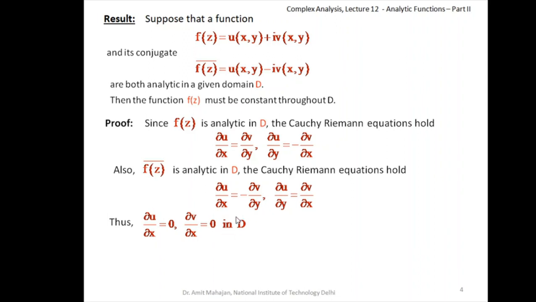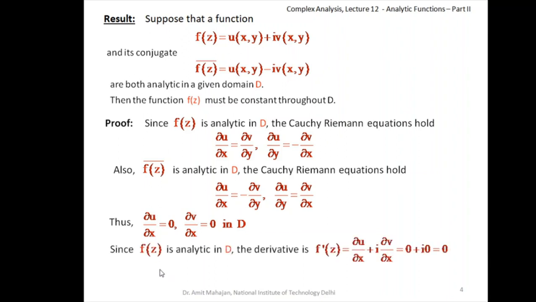Because the function is analytic, the derivative of the function exists, and we know how to calculate the derivative. f dash z will be u derivative x plus i v derivative x, and because ux and vx are 0, that means the derivative of the function must be 0 throughout the domain. So because f(z) is analytic, the derivative which is calculated as this must be 0 throughout the whole domain. And so by the previous theorem, if the derivative is 0 throughout the domain, then the function must be a constant function. So it immediately gives us that f(z) is a constant function throughout the domain.